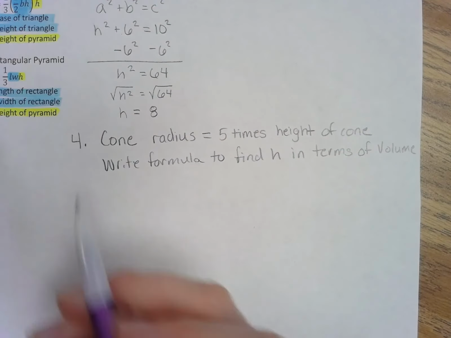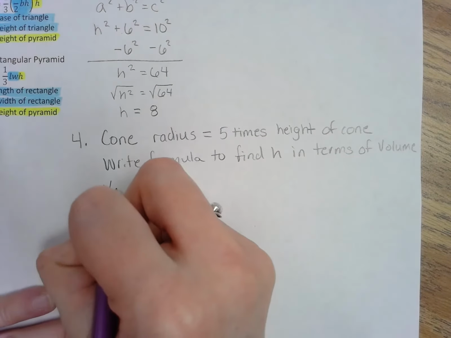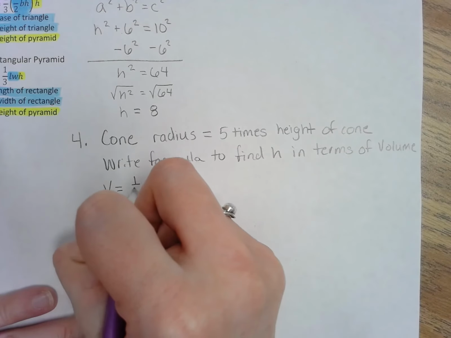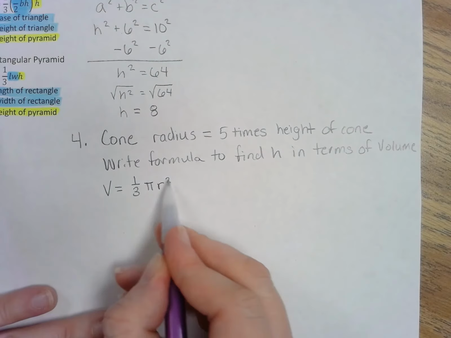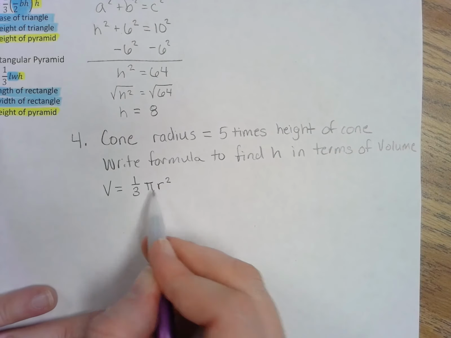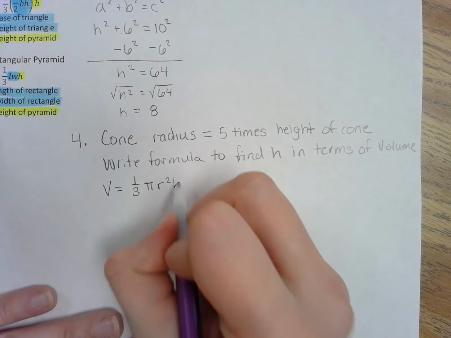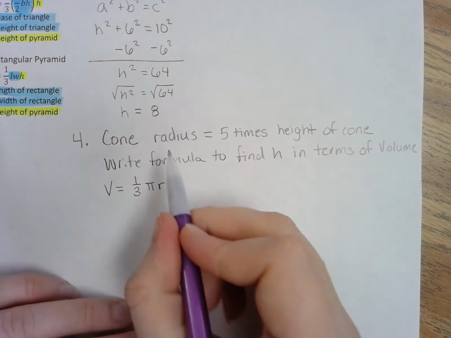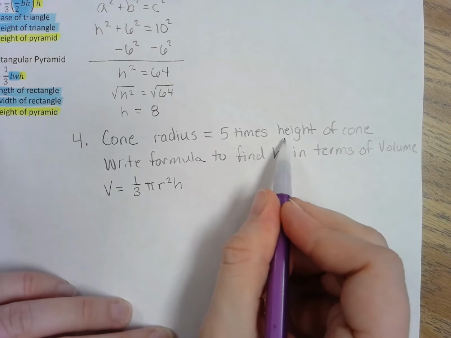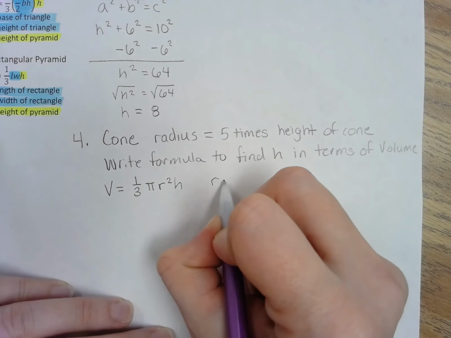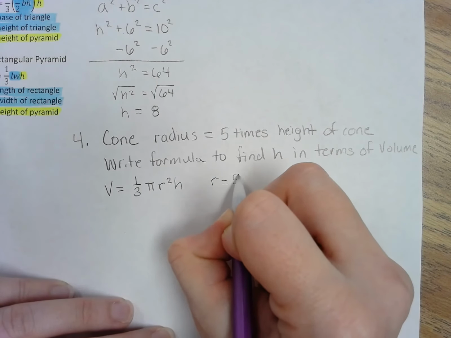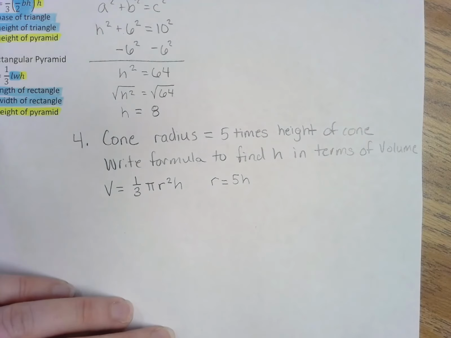Because we know we have a cone, we're going to start with the volume formula of 1/3 pi r squared. The area of a circle is pi r squared times height to get that third dimension. It tells us that our radius is 5 times the height of the cone. So let's talk about what that would look like. The radius is 5 times the height of the cone. So just r equals 5 times h.